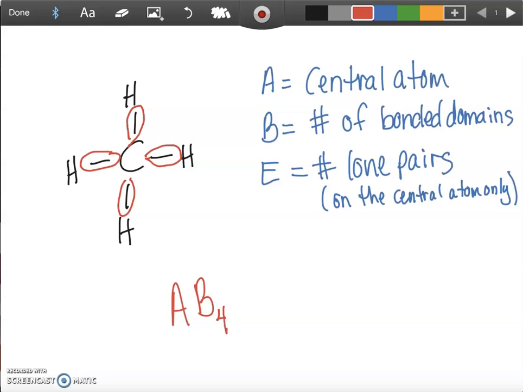Now let's see if there are any lone pairs on the central atom. If you look back there, you can clearly see that there are no lone pairs on carbon, because in AP chemistry there should never be a lone pair or any unpaired electron on a carbon. Okay? So our type notation is AB4.